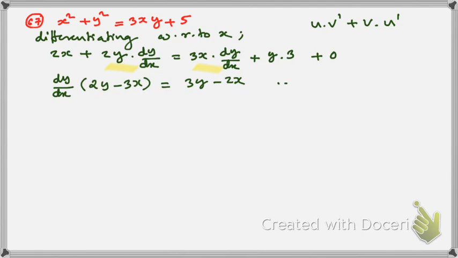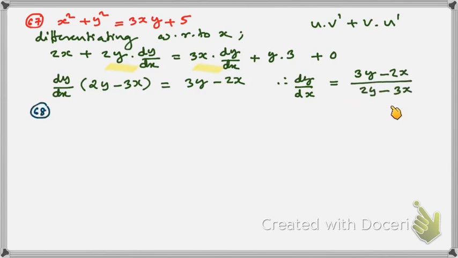So I can rearrange it for dy by dx. So dy by dx is equal to 3y minus 2x divided by 2y minus 3x. So just solve for dy by dx, shift this term to the right side, and that's my dy by dx. So what you would notice is that if your question is in terms of x and y, your answer also turns out to be in terms of x and y. So that's implicit. Implicit function mostly gives you your answer in terms of x and y.